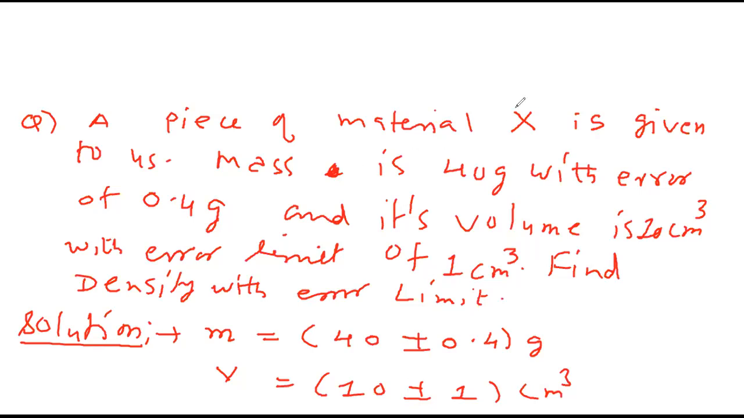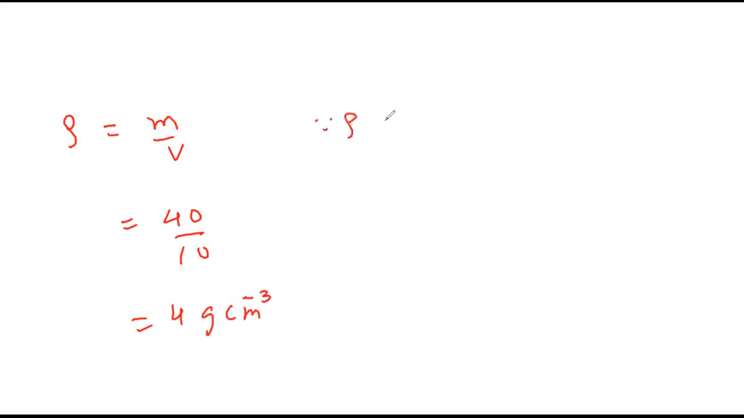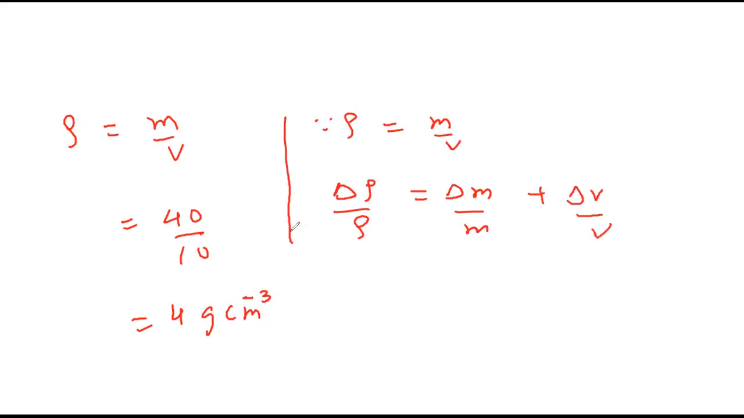I'm clearing this. First step, normal operation. Density is mass upon volume. Mass is given 40, volume is 10. So we got 4 gram per centimeter cube. Then since rho is m upon v, delta rho upon rho will be delta m upon m plus delta v upon v. Delta rho I have to calculate. Rho we got 4.